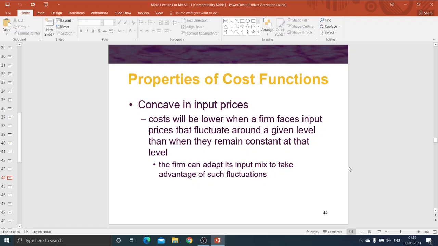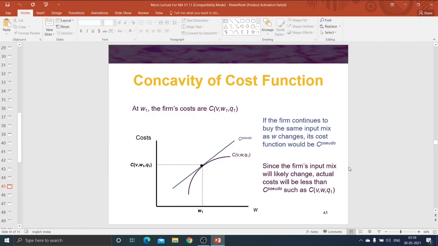What does it mean? Look at the graph. If the firm continues to buy the same input mix as W changes, its cost function would be C0, that is the straight line. Since the firm's input mix will likely change, actual cost will be less than C0, such as C(V, W, Q) on the curve, the concave one. So this is what is called the concavity of the cost function.